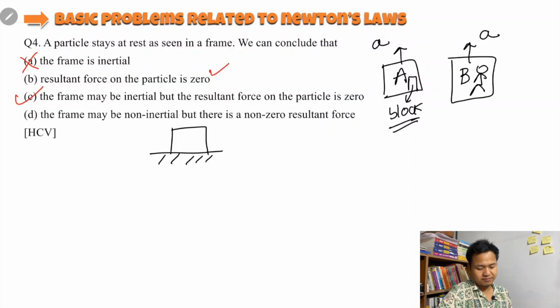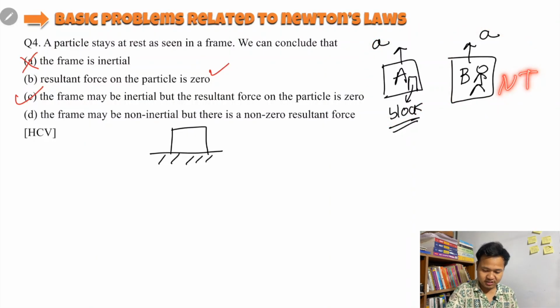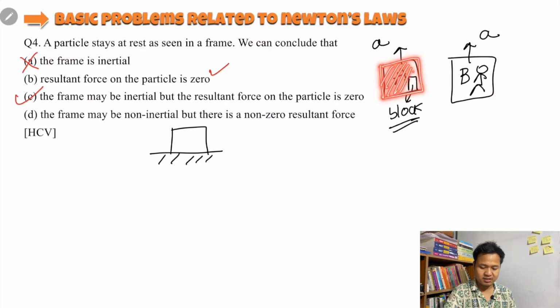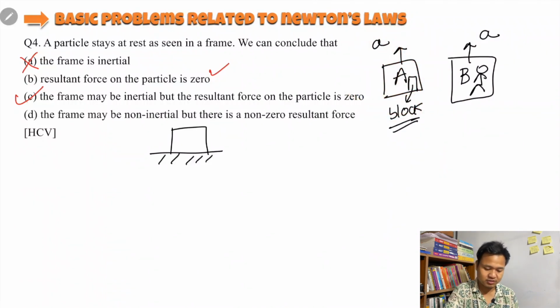Fourth, the frame may be non-inertial, but there is a non-zero force. Here's an example: the frame is non-inertial, and a leaf is moving. Since there is a net force, that is why the leaf is moving with acceleration A. So the frame of reference is also non-inertial, and the leaf also has some net force. Net force is not equal to 0. Okay, so that is one case. So D is correct.